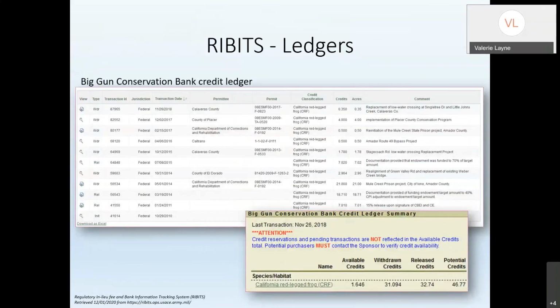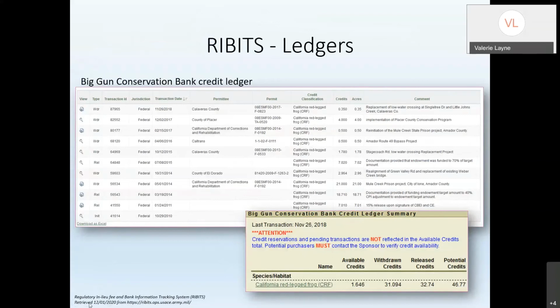One of the most important things documented in RIBIS are credit ledgers. Each bank has a ledger and a ledger summary. The ledgers document the date, the permittee, the permit or file number, how many credits of each kind were sold, and what the credits were used or sold for.